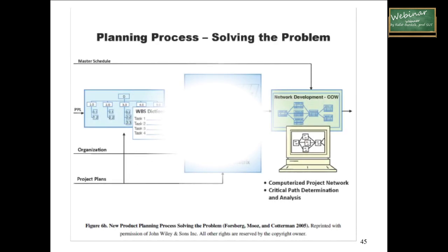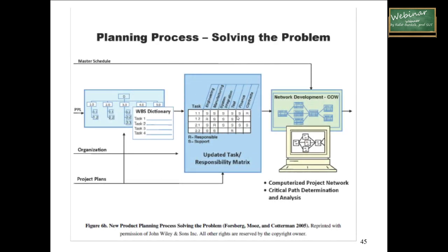Of course, the planning process also has to consider the solving of the problem, because it is the most important thing and issue when we are talking about system engineering. We've got the requirements, we've got the needs of the stakeholders, and we've got problems which have to be solved, especially when we are talking about a new system. So the new product planning process, solving the problem, can also be considered as a process like this.